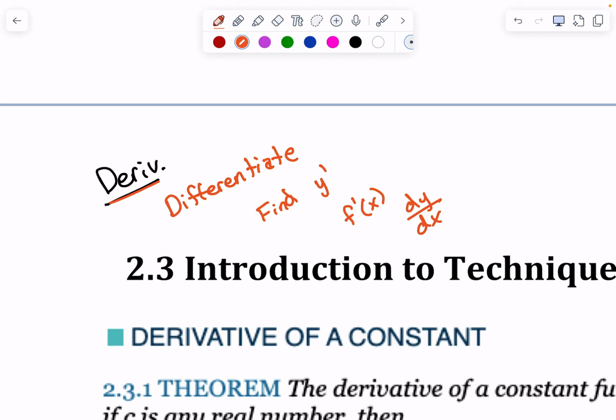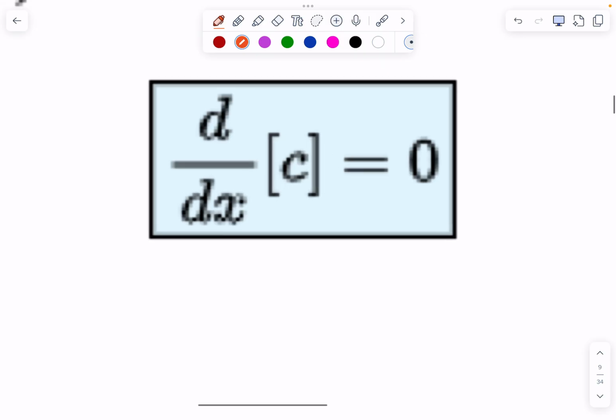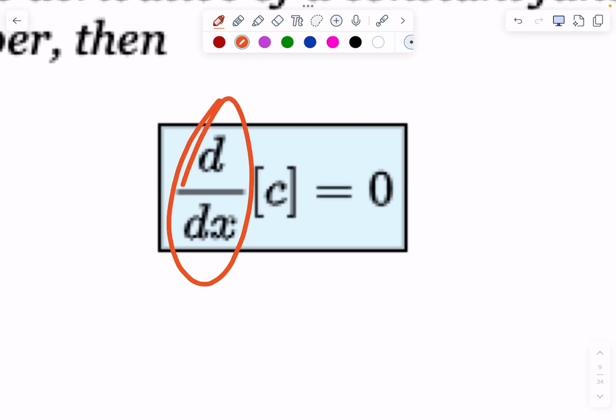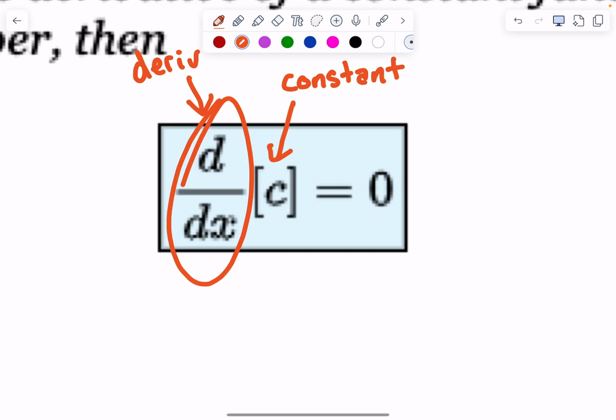Good? Okay, here's your first shortcut. They use this notation, d over dx. This just means the derivative. The derivative of c, and c is a constant. What does a constant mean? Any number. Just a number. So if I'm taking the derivative of a number, like let's say y equals 2, and I want to find the derivative of 2.